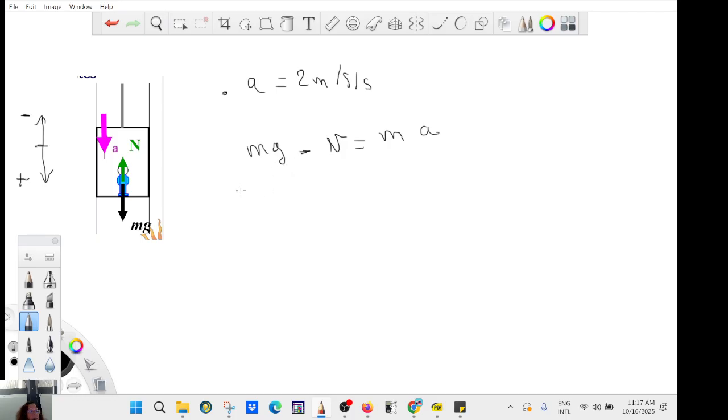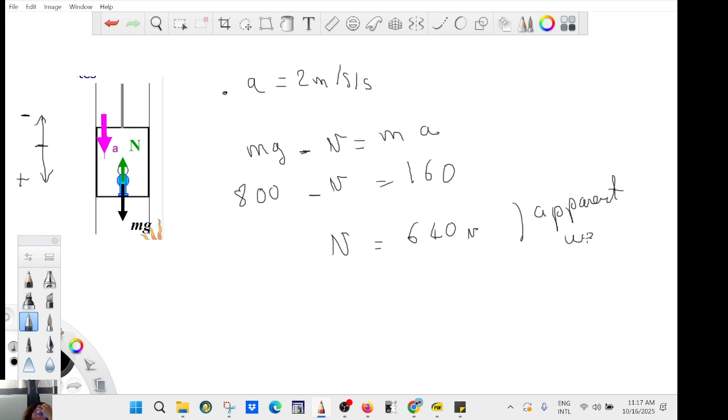So you have the winner, so down, minus the loser equals mass times acceleration. So what is the weight? 800 minus the normal equals 160. So now the normal force will be 640 Newton, and that will be your apparent weight on the bathroom scale. And again, you lost 160 Newton out of 800, which again is 20%.